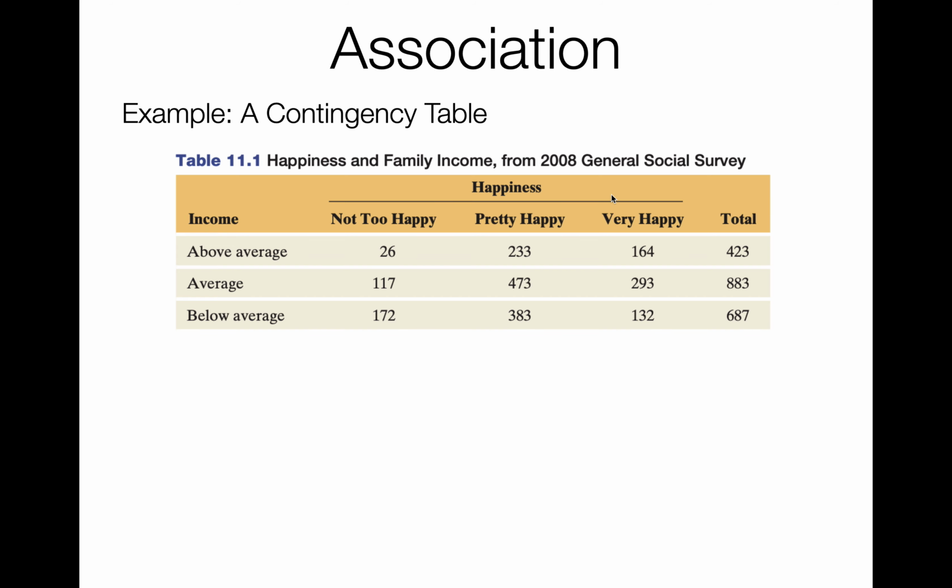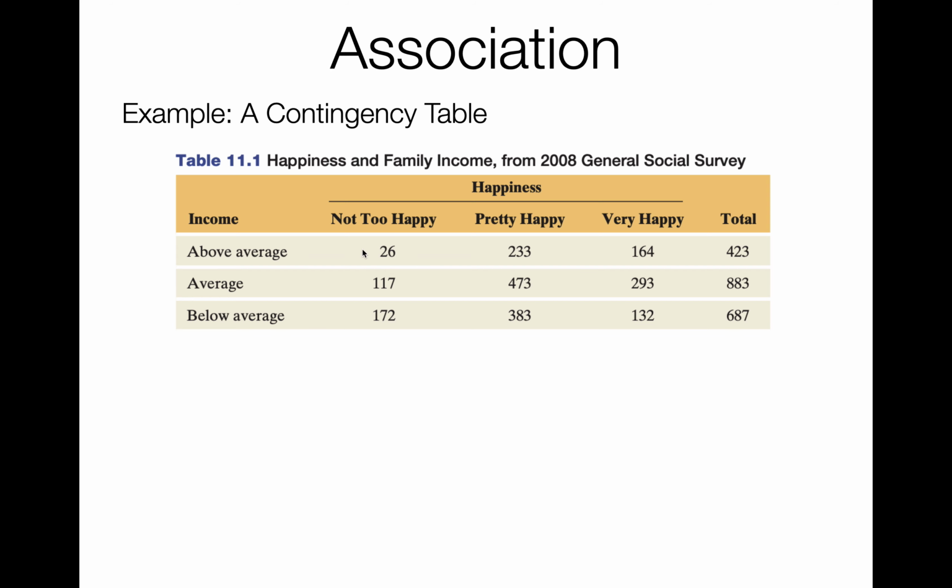And then on the columns of the contingency table, they have the other variable. Are you happy? Not too happy, pretty happy, and very happy. Okay, and so each of these inputs or these cells inside of the contingency table represent how many people responded with the combination of the row and the column in their response.